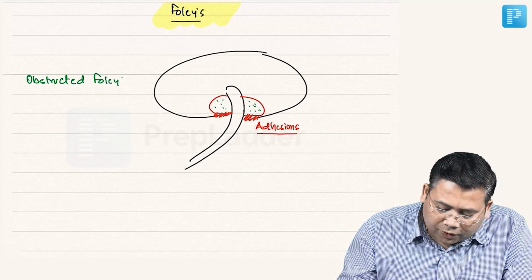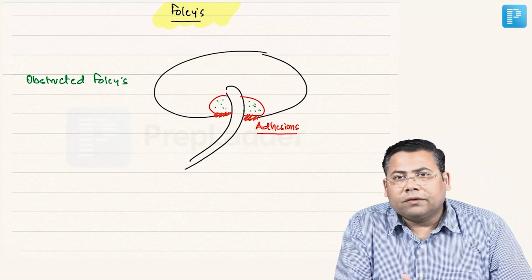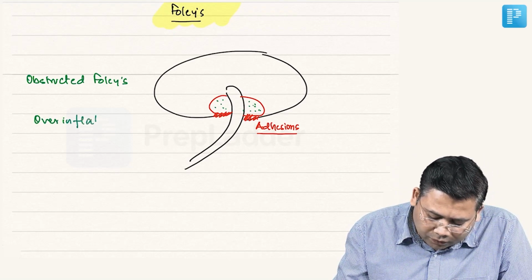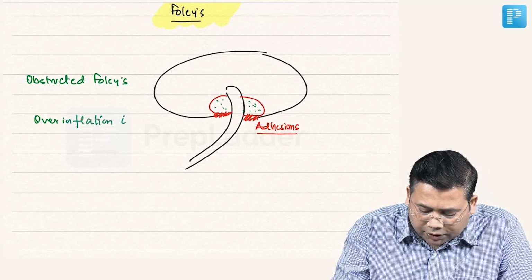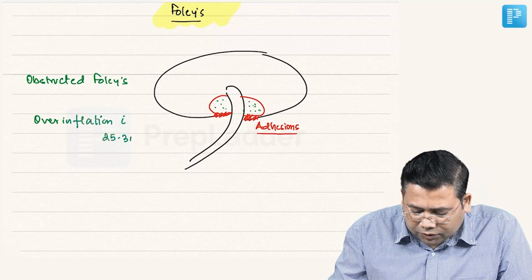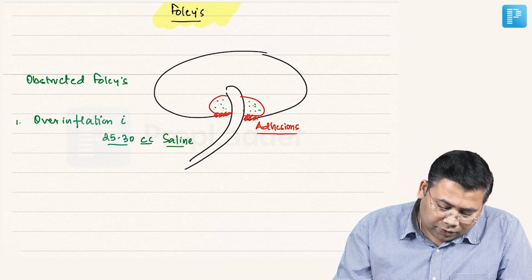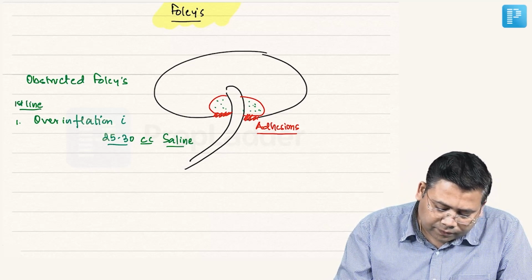The first thing that you have to understand is that this bulb has a capacity. So if you overinflate this bulb with 25 to 30 cc saline or water, this is going to cause rupture. Students, this is the first line method.